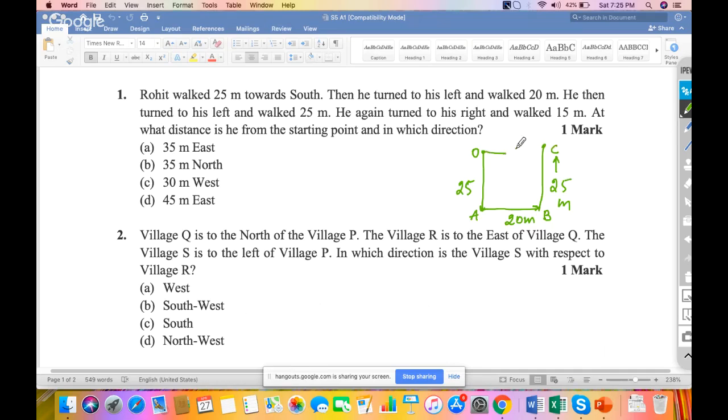So this distance is how much? 20 meters. And then he is turning right and going 15 meters. So first he is traveling in east direction, and from origin he is 35, 20 plus 15, 35 meters east. So this is my answer. So option A is my answer. Now solve question number 2.